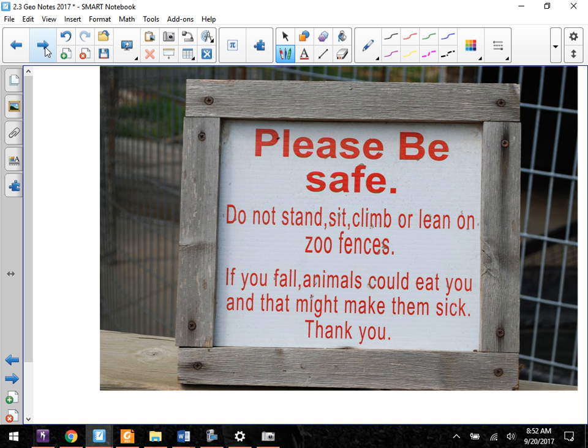This is a real sign. This was a real sign at a zoo that I thought was too funny. I had to take a picture of it. All right.